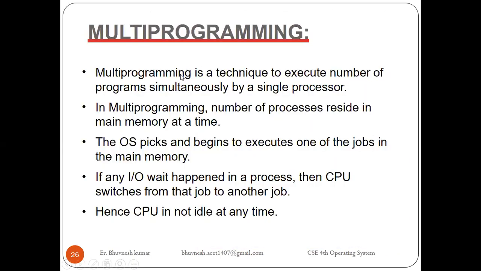Next is multiprogramming. Multiprogramming is a technique to execute a number of programs simultaneously by a single processor. There is multiprogramming, but the processor is single. In multiprogramming, a number of processes reside in the main memory at a time. The operating system picks and begins to execute one of the jobs in the main memory.